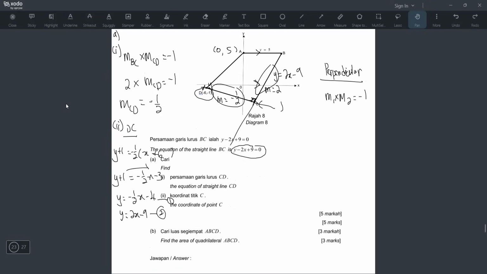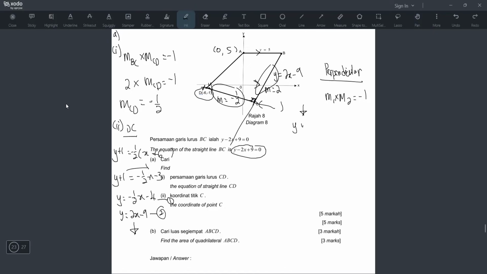Because I'm trying to find point C, which is the intersection point of these two lines, right? And whenever you find an intersection point, you will do simultaneous equations, right? Okay, I think I'm going to do it here. So let's just continue. Put the arrow here. I'll just continue here. So what I'll do here, I'll do the substitution method.